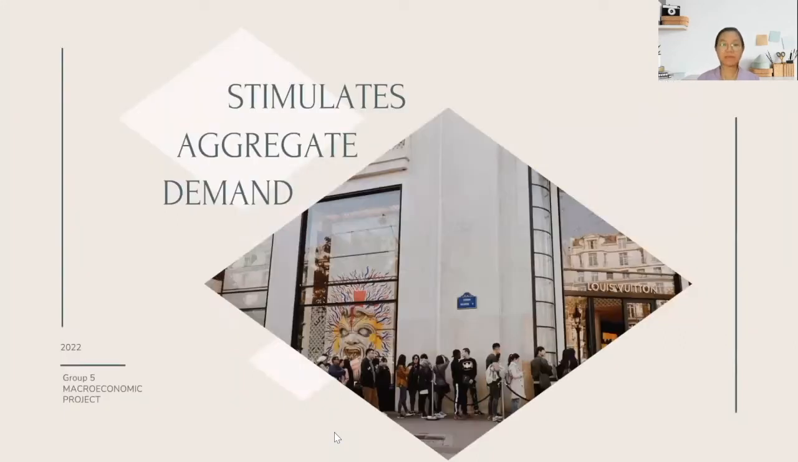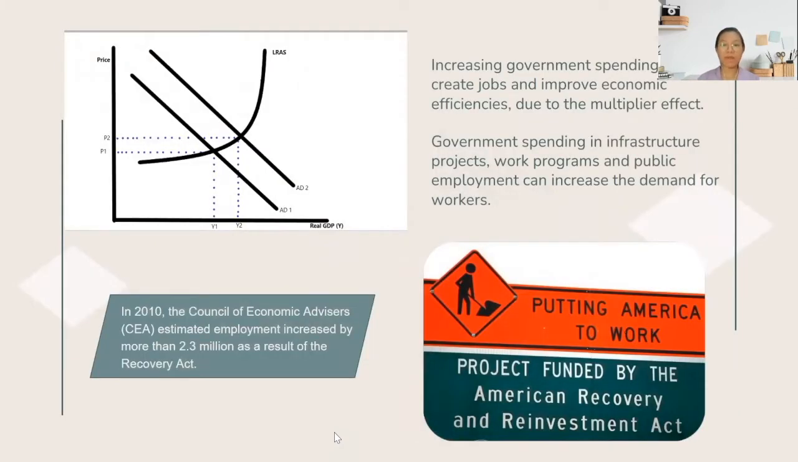In a recession, expansionary fiscal policy can boost aggregate demand. An increase in government spending in work programs and public employment can directly stimulate employment. When the government increases its spending, more social projects will be created. The American Recovery and Reinvestment Act was an act resulting from fiscal stimulus in which the government invested in infrastructure projects, education, and medical care.